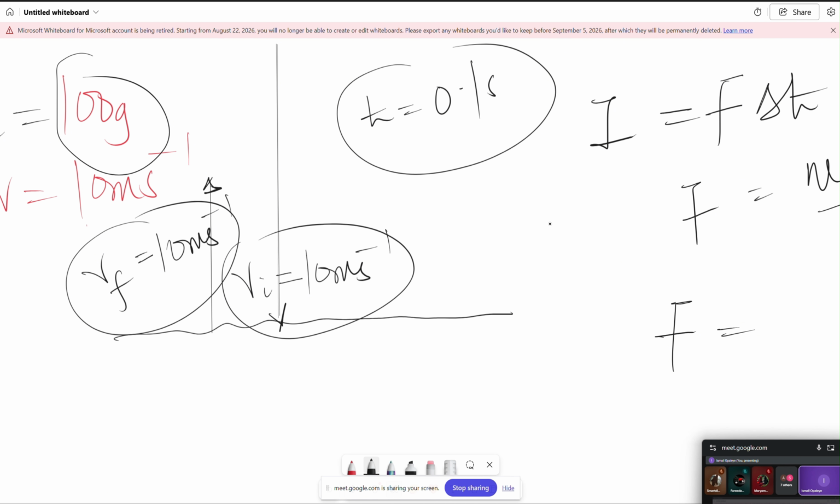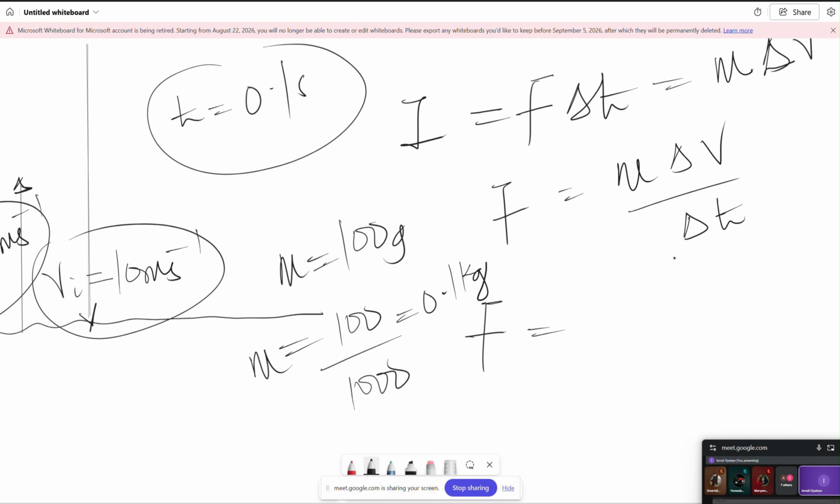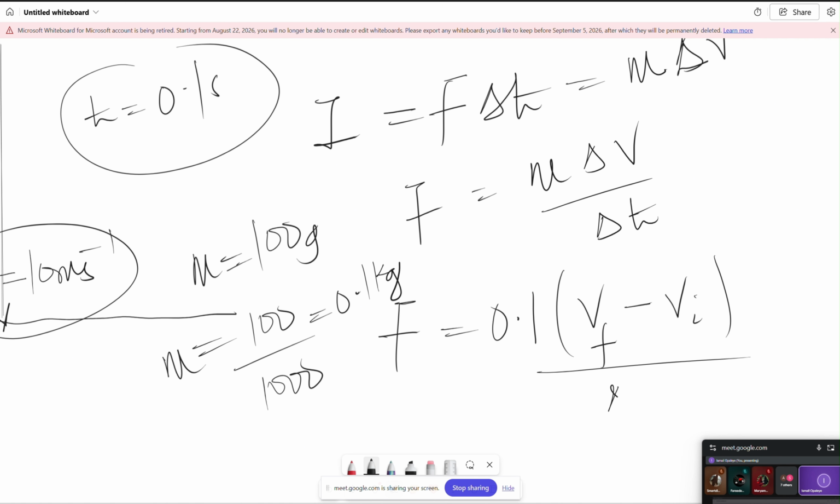100 grams. So if your mass is 100 grams, you must always convert to SI units by dividing by 1000. When you divide 100 by 1000, that gives 0.1 kilogram. Are we together? So that means that your mass is 0.1. Your change in velocity is V final minus V initial, divided by change in time.